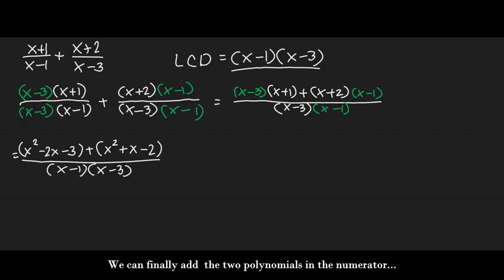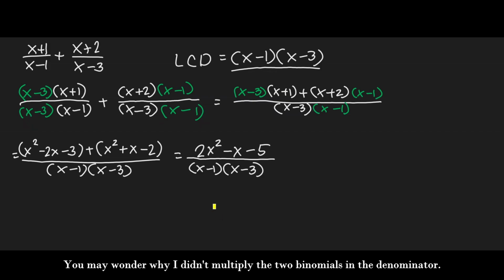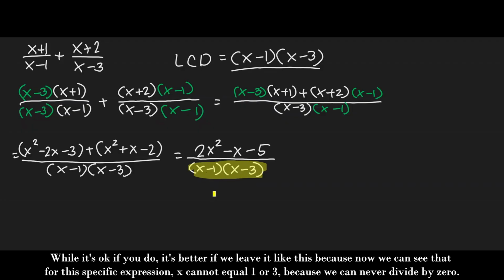We can finally add the two polynomials in the numerator. 2x squared minus x minus 5, all divided by x minus 1 times x minus 3. You may wonder why I didn't multiply the two binomials in the denominator. While it's okay if you do, it's better if we leave it like this, because now we can see that for this specific expression, x cannot equal 1 or 3, because we can never divide by 0.